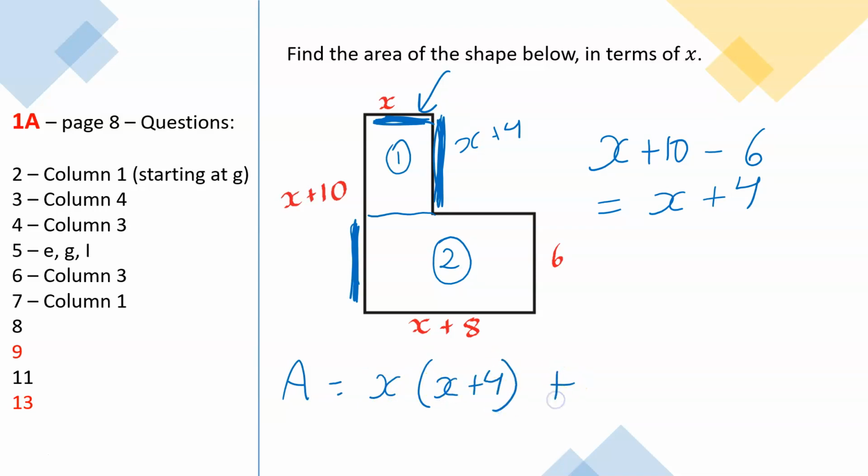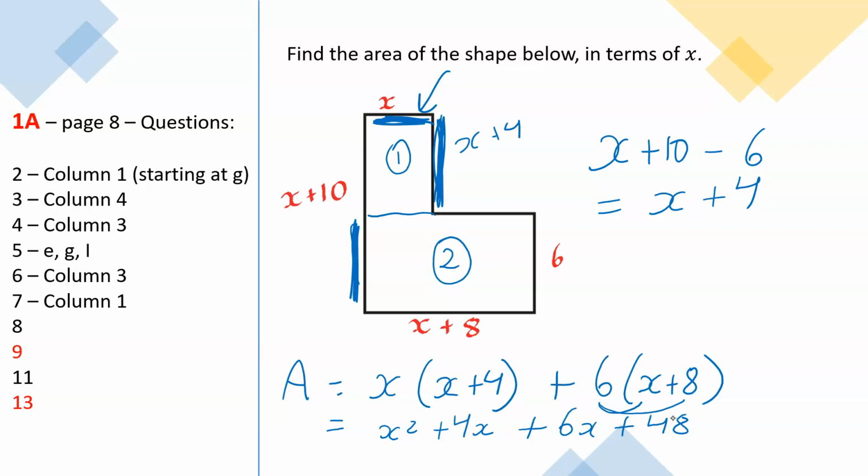Now I need to add up my second rectangle. Look at that, this one's easy. I've got 6 and x plus 8. Okay, let's do it then. 6 times x plus 8. I think I'm going to run out of space here on the screen. Let's see what happens. So x times x, x squared. X times 4 is 4x plus 6x, and 6 times 8 is 48.